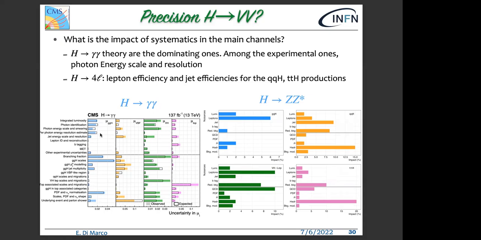Improvement of the knowledge of the scale and resolution of the photons that you can do with the Z. We are at the systematic limit, but we can improve more if we think a little bit more sophisticated than we do now. And this is something common with the ZZ, because in the ZZ you have something which is related, which is prominent, the systematic about the knowledge of the lepton scale or the lepton efficiencies. For example, we want to measure the cross section, which you see is the dominant one for the ZZ in all the production modes.